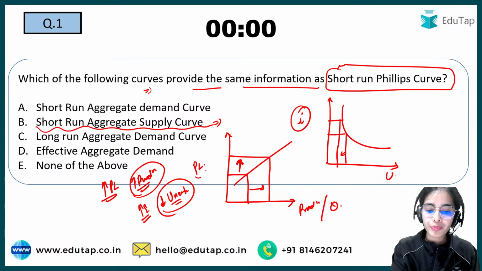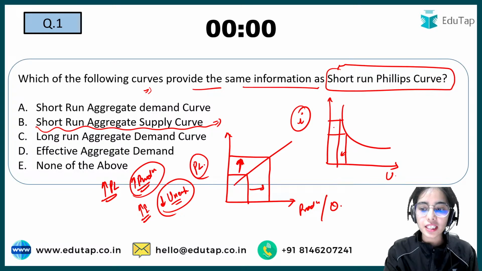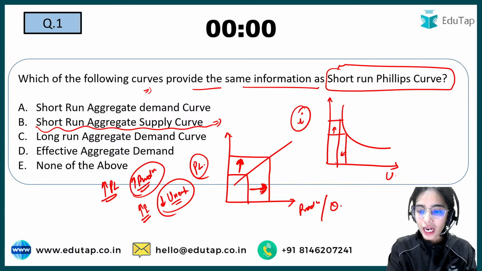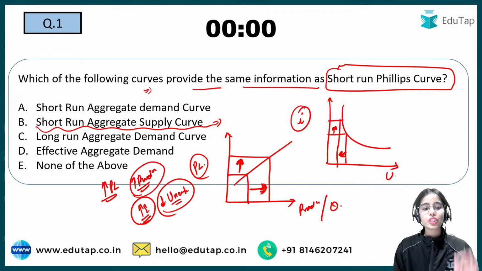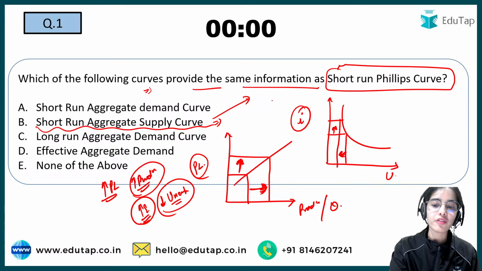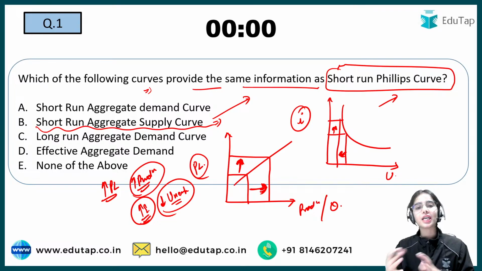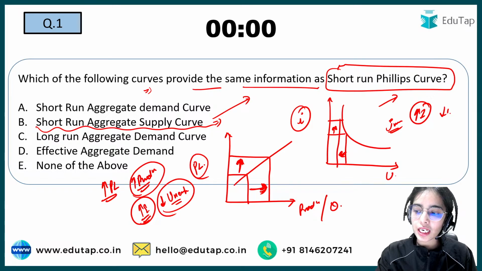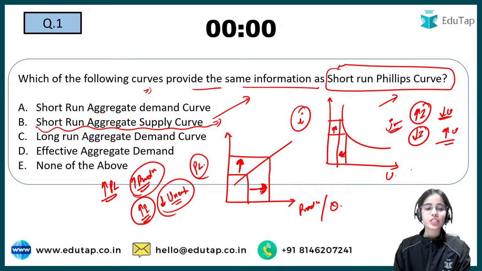So it is showing you that as the general price level increases in the country, as the inflation increases, higher production has to be done, and for the higher production there is higher employment. That means unemployment is decreasing. With the higher inflation, there is a decrease in the unemployment. That's why the short-run aggregate supply curve as well as the short-run Phillips curve provide the same information: the inflation rate and the unemployment have an inverse relationship. If the inflation is increasing, unemployment decreases, and if the inflation is decreasing, the unemployment increases. So that is the idea.